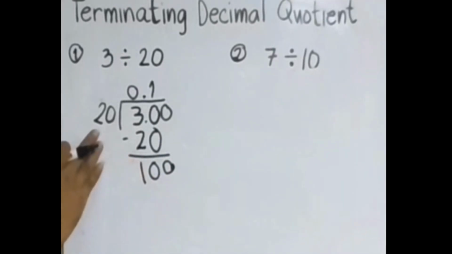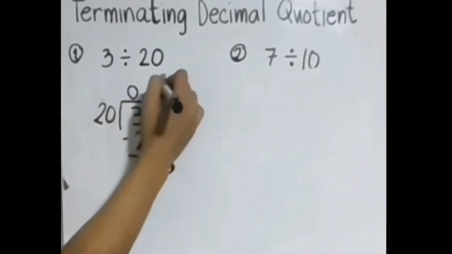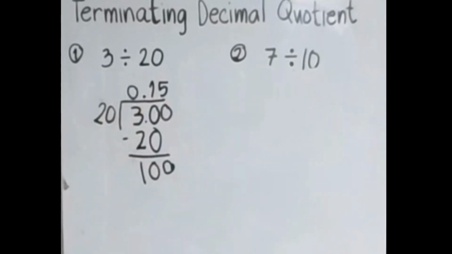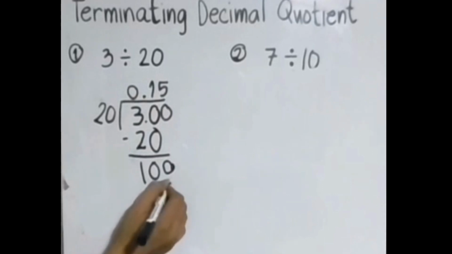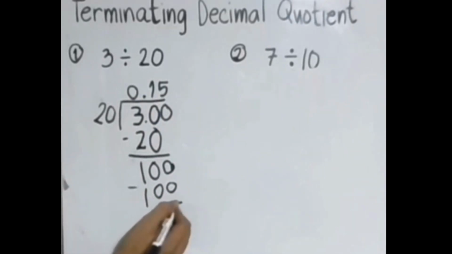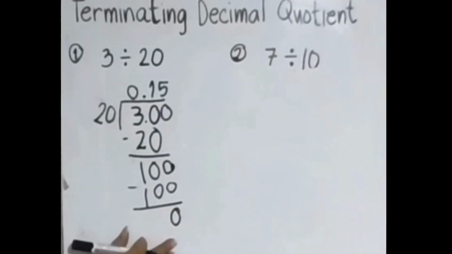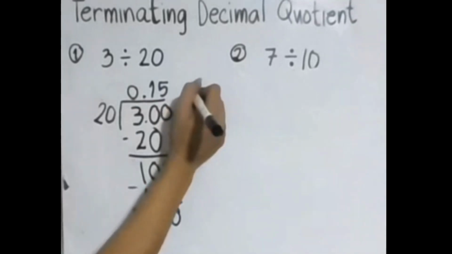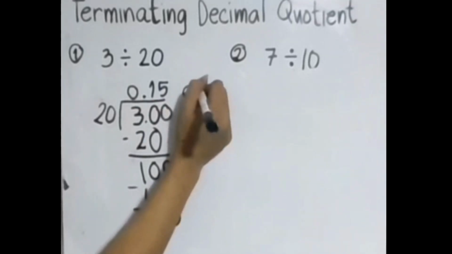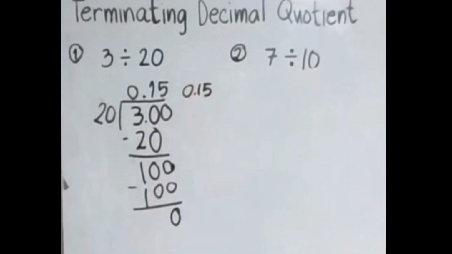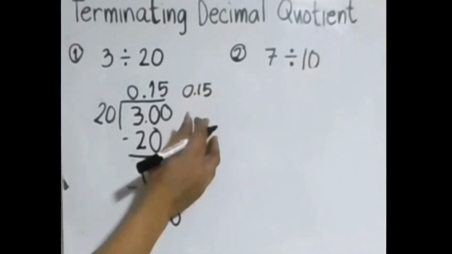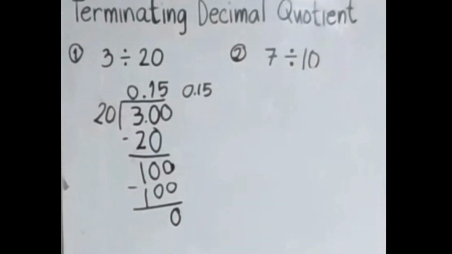100 divided by 20 is equals to 5. 5 times 20 is equals to 100. Subtract 100 minus 100 is equals to 0. Since ang ating remainder ay 0, okay, this means our answer is 0.15, or 15 hundredths. This is an example of terminating decimal quotient.